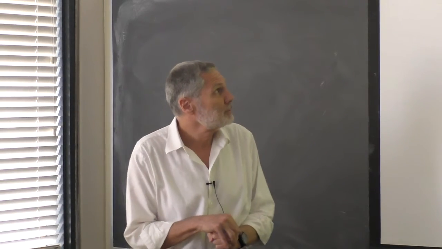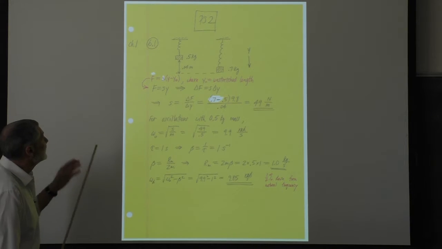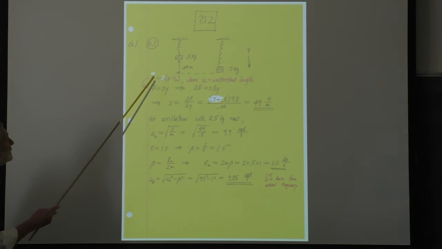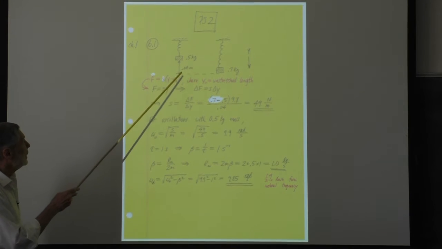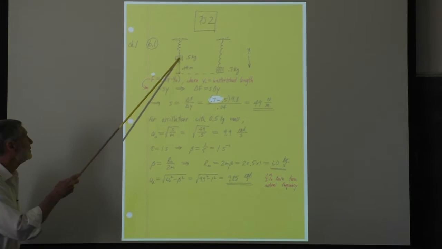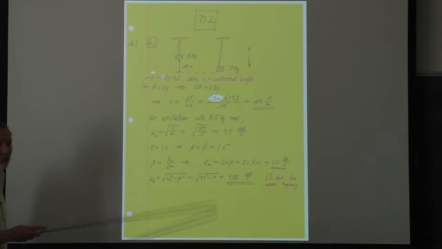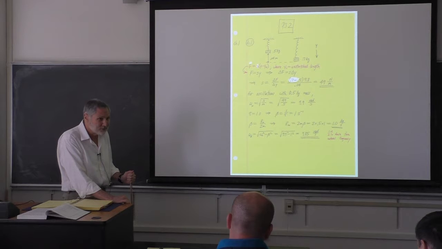Okay, so the first problem here involves a mass on a spring. The information we're given is that this is in static equilibrium, with a half a kilogram on the spring. When the mass is increased to 0.7 kilograms, the equilibrium point shifts down 4 centimeters. When you see something like that at this point, you should feel that you can determine the spring constant, right? Does everybody feel that?